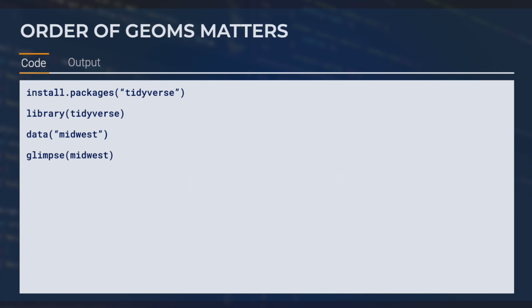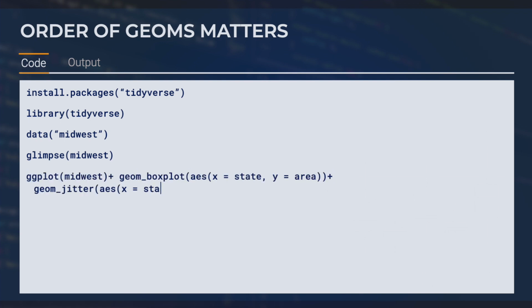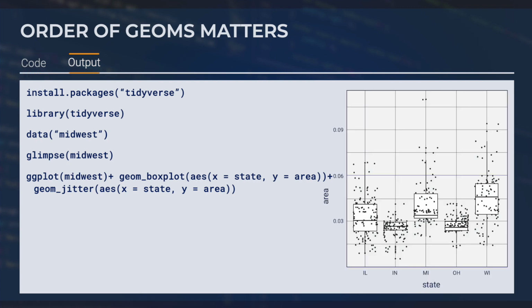So adding a second geom was easy, but also added a nice layer of information to our graph. One important note to keep in mind is the order of your geoms matters. If we were to run the same code, but enter our box plot as the first geom and our jitter as the second geom, we would have a very difficult time seeing our box plots, because R would plot the box plots first and then overlay the points on top.